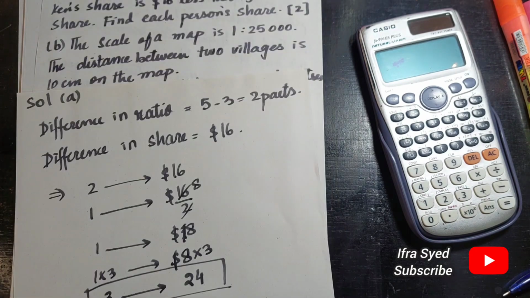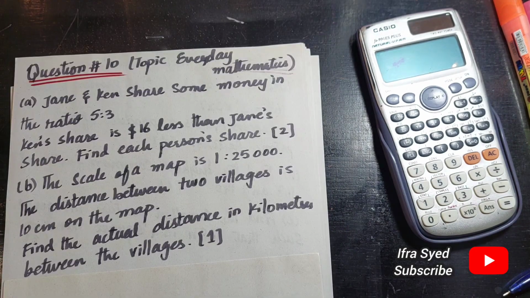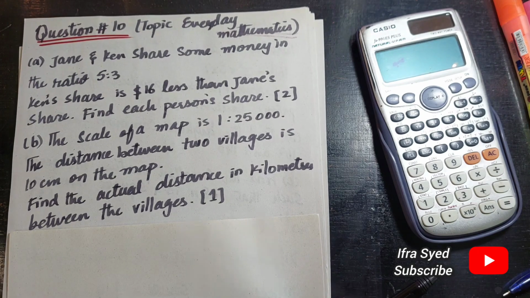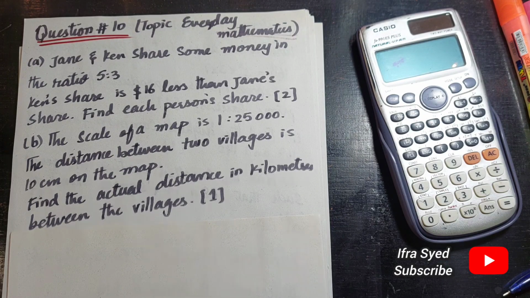Now let's move to its next part. The next part is: the scale of a map is 1 ratio 25,000. The distance between 2 villages is 10 centimeters on the map. Find the actual distance in kilometers between the villages. So as you all know, on a map we have distance in centimeters, and for actual distance we change it into kilometers. So let's start.